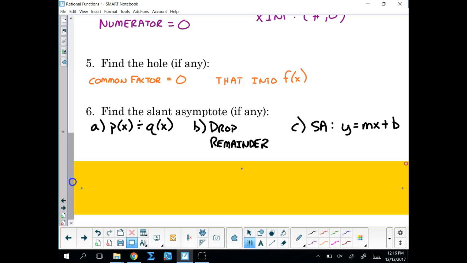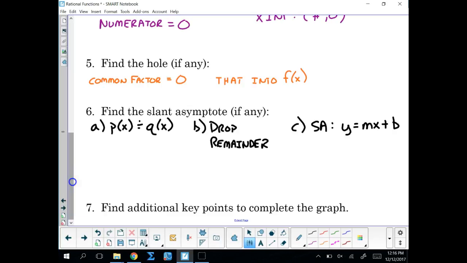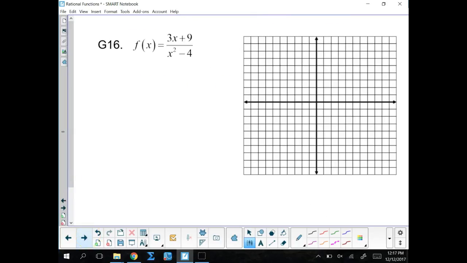Alright, step 7. Graph. Find more points to graph. And what do we look for? Come on now. T-charts. And T-charts for where, Nick? In each zone, right? And how do we define our zones? Which kind of asymptotes? Verticals. Good job. Okay. Go for it.